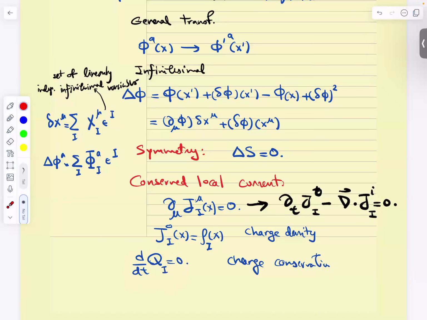We'll prove all of this, but I'm just telling you in advance what the inputs and outputs of the theorem are. The input is a local transformation that we define. It simultaneously transforms space-time and the field. It's a symmetry if it leaves the action invariant. The consequence is that there will be operators J^μ_i that satisfy that equation and have a physical interpretation as conserved currents.